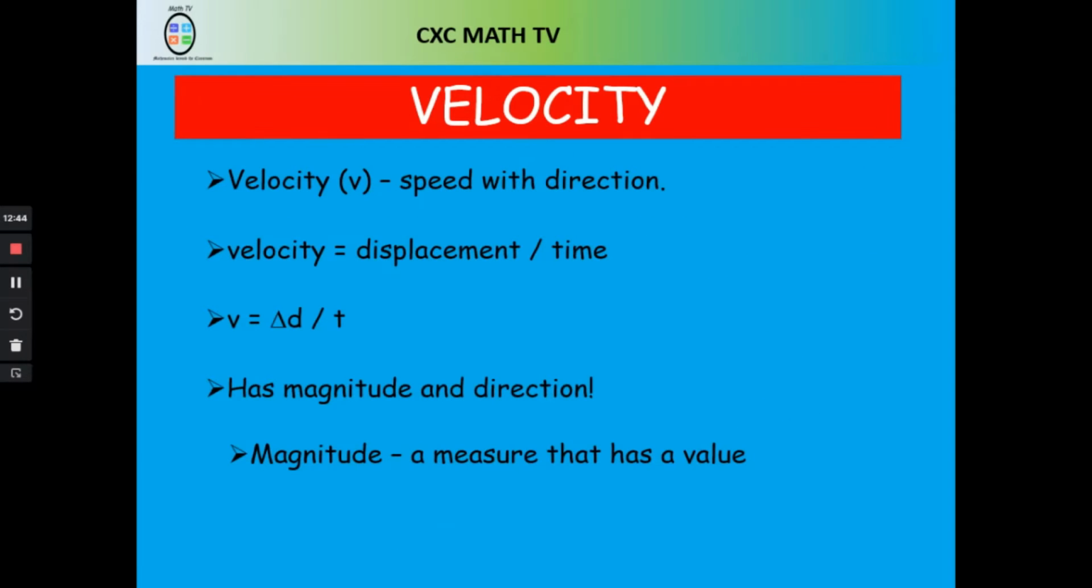So now the next one we need to talk about is velocity. Velocity is just speed with direction. So velocity is displacement divided by time. Remember, speed is distance divided by time, and this doesn't consider direction. Direction doesn't matter with speed and distance. But with velocity, it's displacement divided by time. So velocity has a magnitude and a direction. Later down in the syllabus, we call it a vector quantity, but we'll talk about that another time.